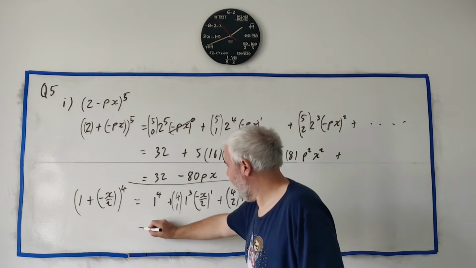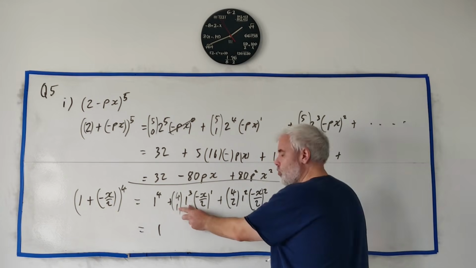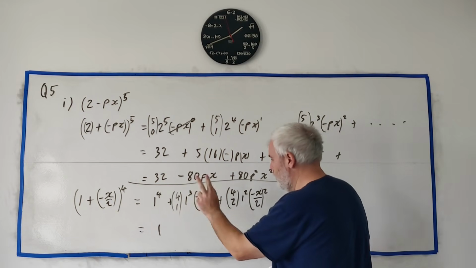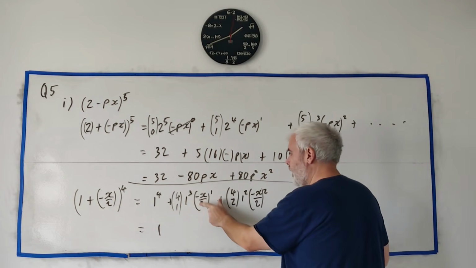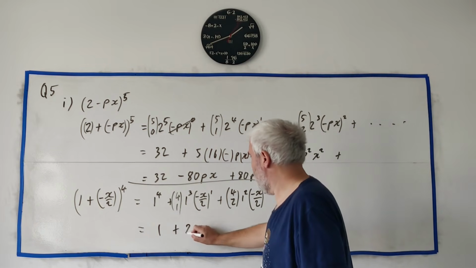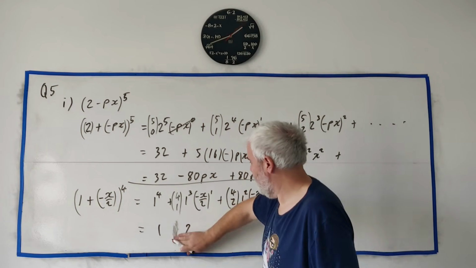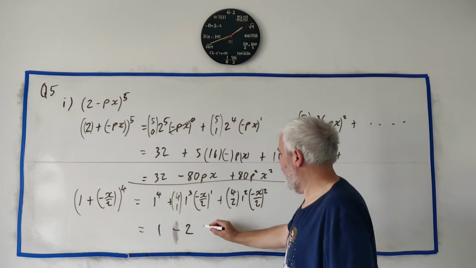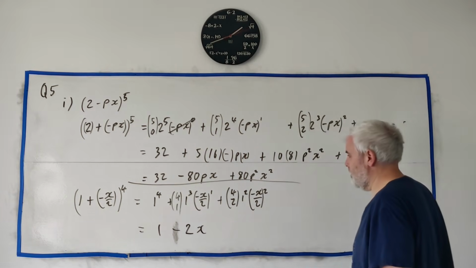Clean this up, we get 1 here. 4 choose 1 is 4. 4 times 1 is 4. We have a 2 on the bottom row, so 4 divided by 2 is 2. We have a minus comes out of that. And we have an x, so minus 2x.